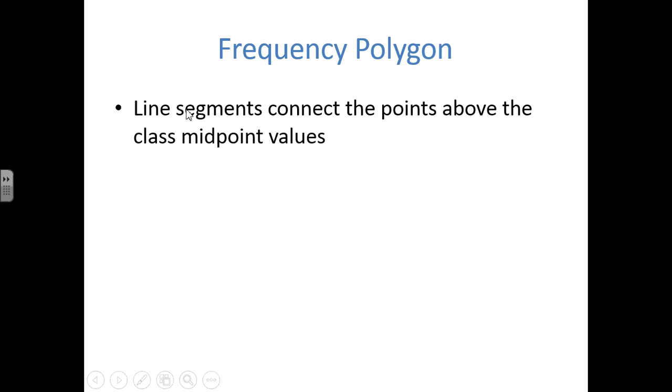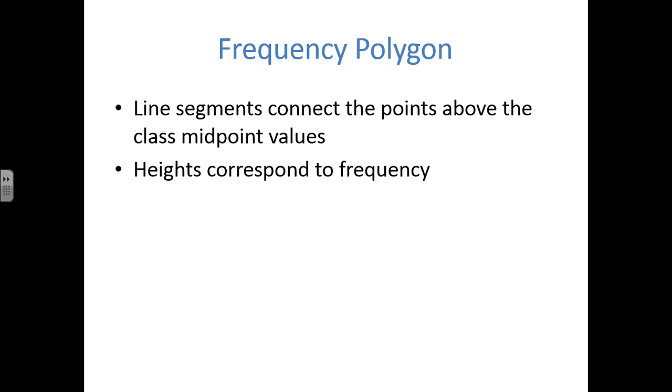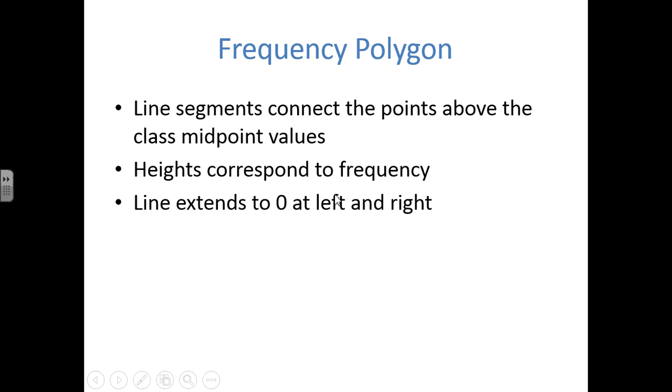So the line segments are then connected, and we put these points at the class midpoint, the middle of those bars. The height of where that dot is located corresponds to the frequency of that class. And then we drop the first one down to 0, and the last one down to 0. You can see the text for an example of a frequency polygon.